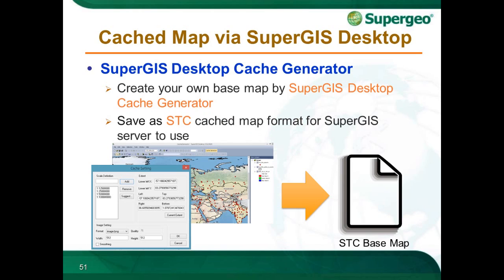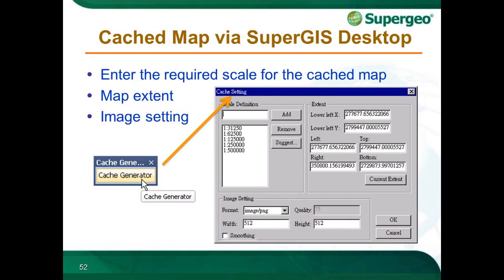Now there's a different way to generate the cache map. We also allow users to create their own base map with the SuperGIS Desktop Cache Generator, which also generates the STC cache map file, which is the tile map for the SuperGIS server to use. But you have to be very careful that the SuperGIS Desktop Cache Generator can only generate the STC base map tile file. It cannot generate the individual files and images.